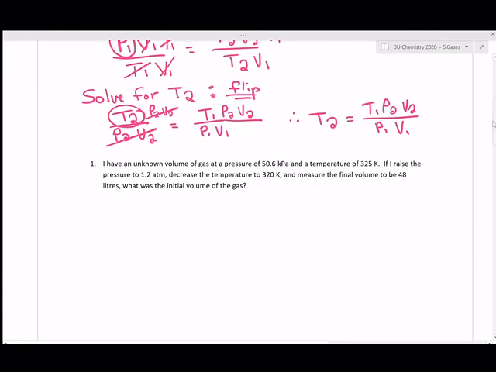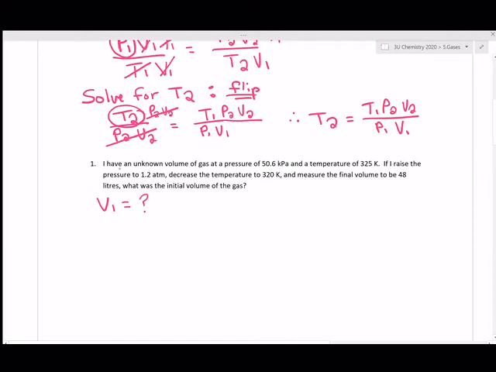So the example we're going to do says I have an unknown volume of gas at a pressure of 50.6 kilopascals and a temperature of 325 Kelvin. Oh, this question is too easy. It's already in Kelvin for you. Then it says, if I raise the pressure to 1.2 atmospheres, decrease the temperature to 320 Kelvin, and measure the final volume to be 48 liters, what was the initial volume? So the question is initial volume. So that is V1 is the question.